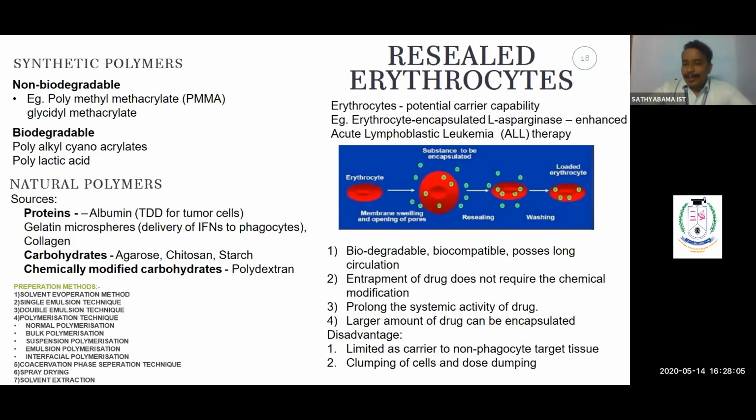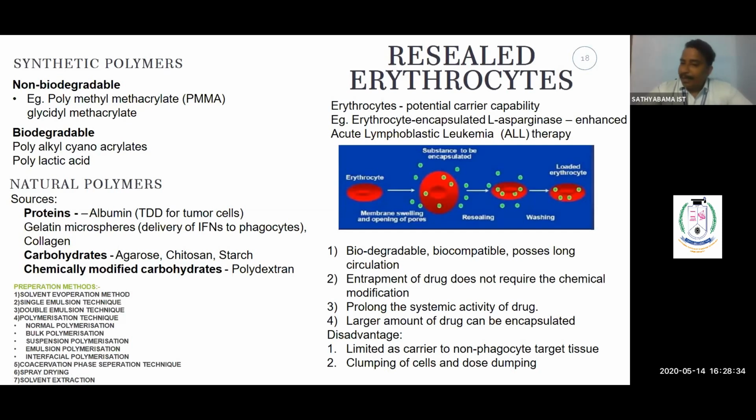And the next one is called resealed erythrocytes. We know that RBCs are present and travel throughout our blood circulation. We just engineer these RBCs, which will act as a carrier. There is a proven use for a disease which we call acute lymphoblastic leukemia, which we call ALL, and this is an effective therapy for that.